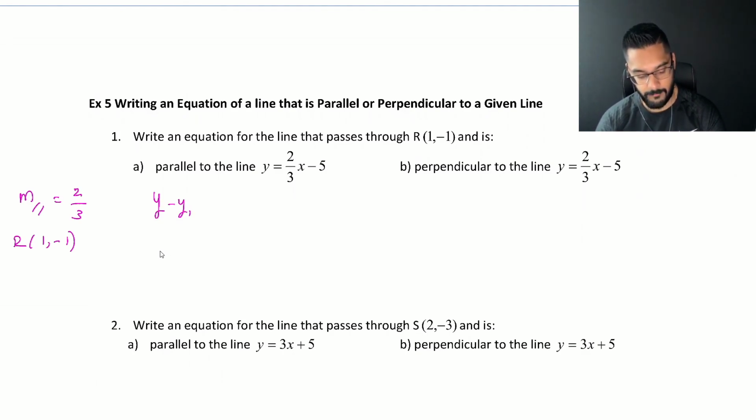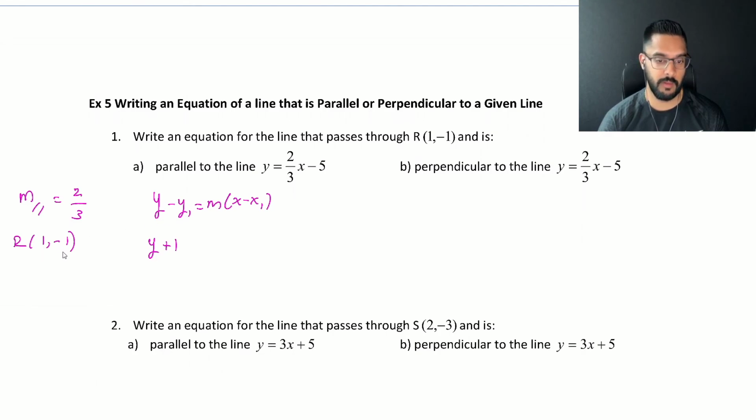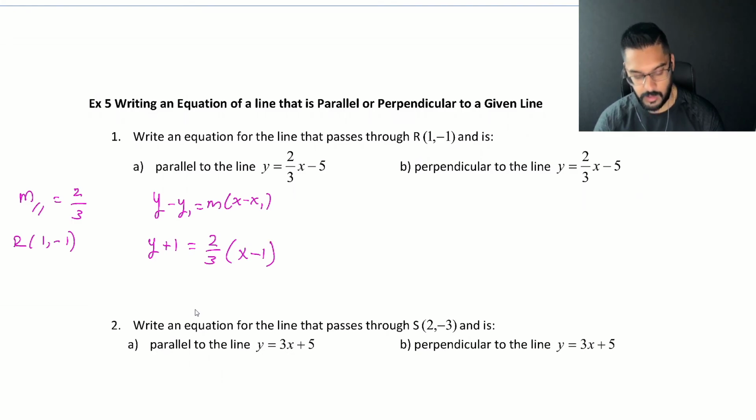So y minus y1 equals m times x minus x1. I'm choosing this one because I know that point is not the y-intercept, so I'm going to use point-slope form to do this. It doesn't actually specify which equation I need. So y, this will change to plus 1, because remember, if it's minus y1 and y1 is a negative, minus a negative makes a positive. Equals 2 over 3 times x minus 1. And there's the equation of my line. It is in point-slope form. I wasn't asked to change it to another, so that is perfectly acceptable the way it is.